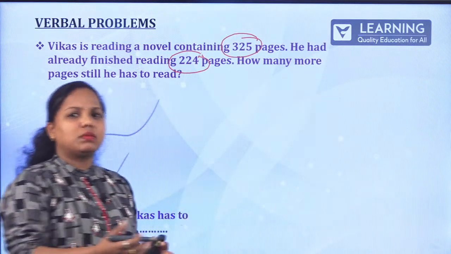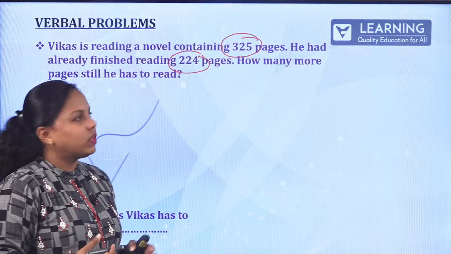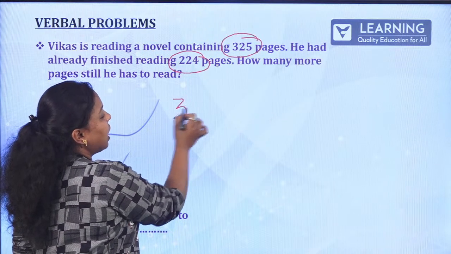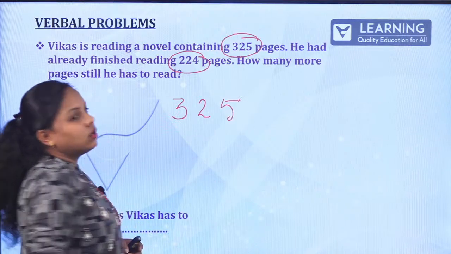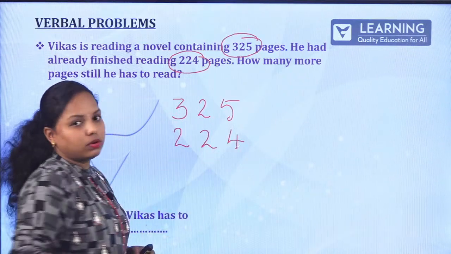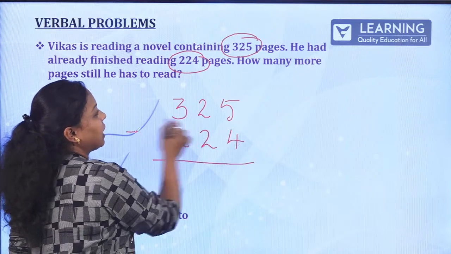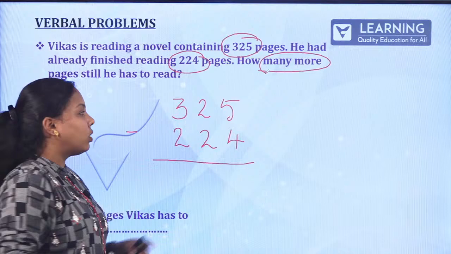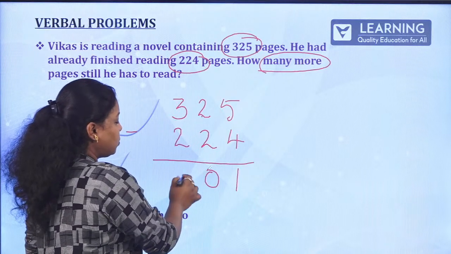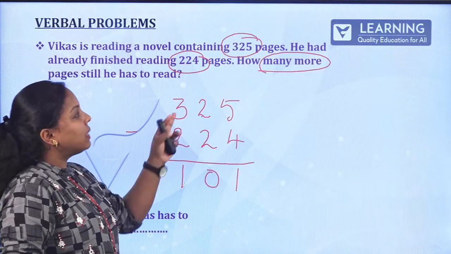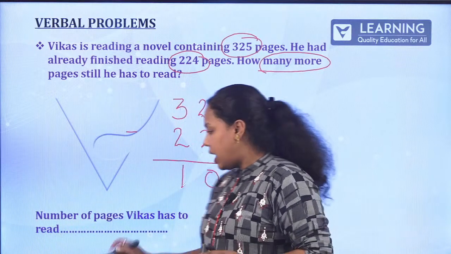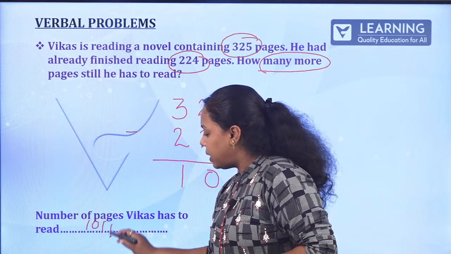If you want, you can write the statement. Since there is a blank over there, you can directly solve. Let's solve directly. The greater number is 325. How much has he finished? He has finished reading 224. Now you have to subtract because the question is on how many more. So 5 minus 4 gives me 1, 2 minus 2 gives me 0 and 3 minus 2 gives me 1. So the pages left are 101. He still has to read 101 pages.